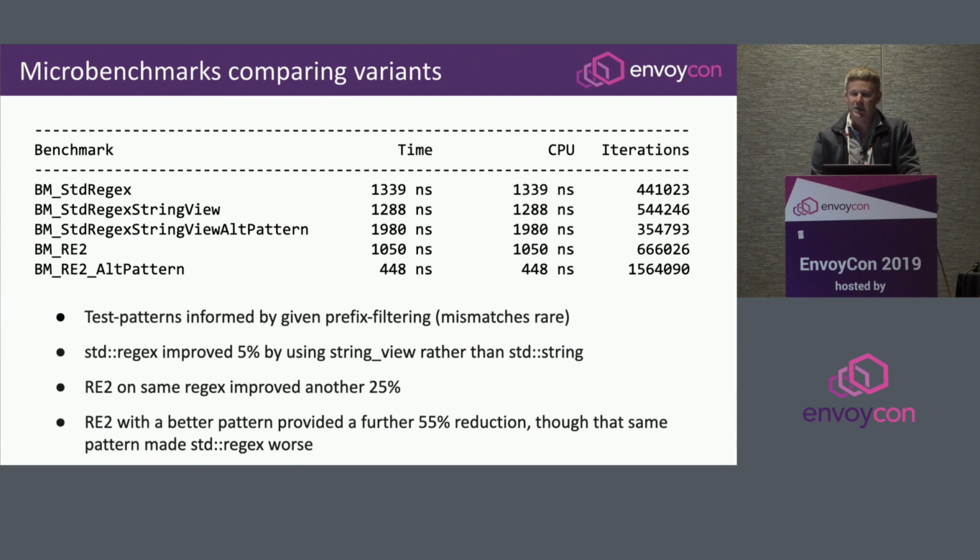And then switching to that alternate pattern, I thought that was going to make things better with std_regex, but it made it substantially worse. I was surprised at that. I still don't really know why that is. But with RE2, everything was much better. It brought it down to a microsecond for the original form and to less than half of a microsecond for the alternate version that I wrote.